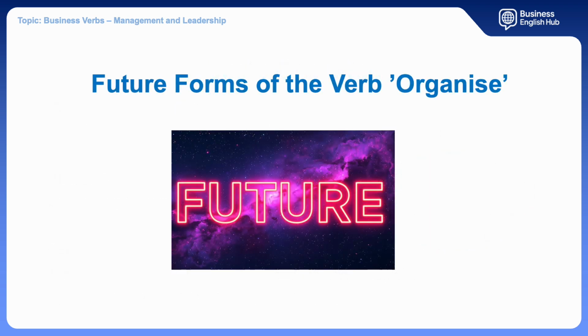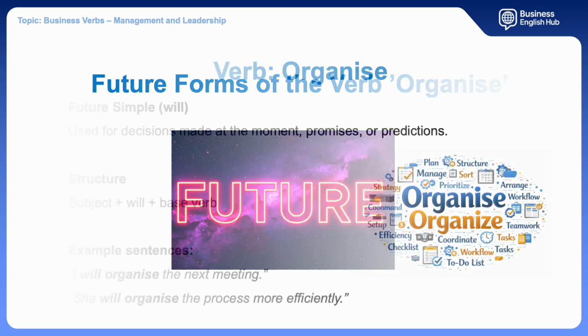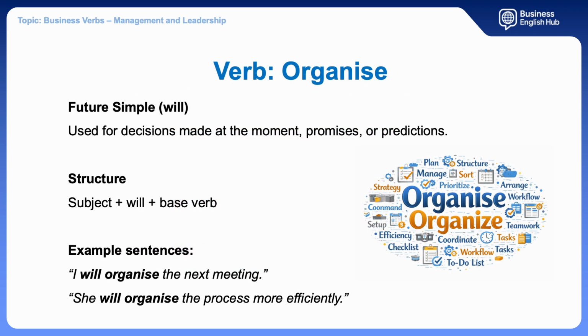Finally, we will look at future forms of the verb organise. Firstly, we will look at the future simple, which uses will, and it's used for decisions made at the moment, promises, or predictions. The structure for this is subject plus will plus the base verb. Example sentences include: I will organise the next meeting. She will organise the process more efficiently.